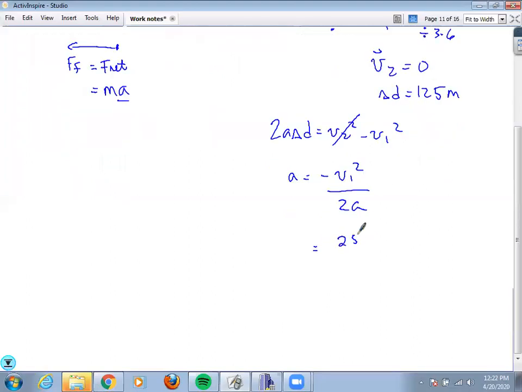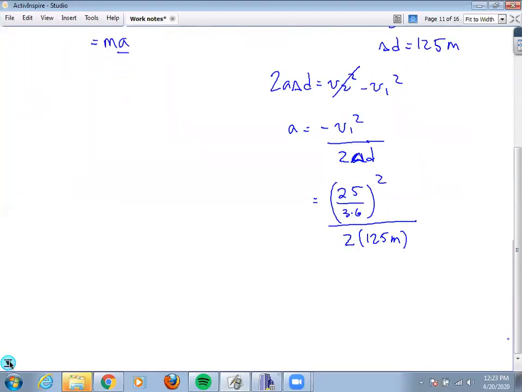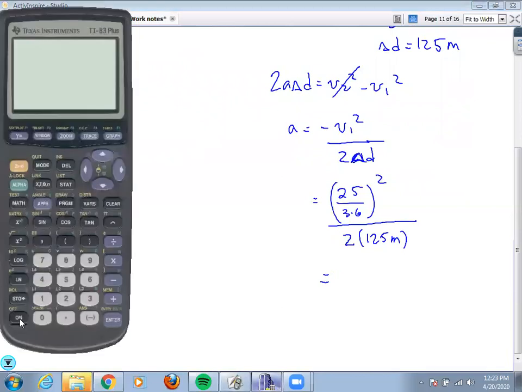So we have 25 kilometers per hour divided by 3.6. We'll square that because I don't care what that number is. And then we'll divide that by 2, whoops, that's not 2A, 2 times displacement. So 2 times 125 meters. You can figure out the acceleration of the car by friction.